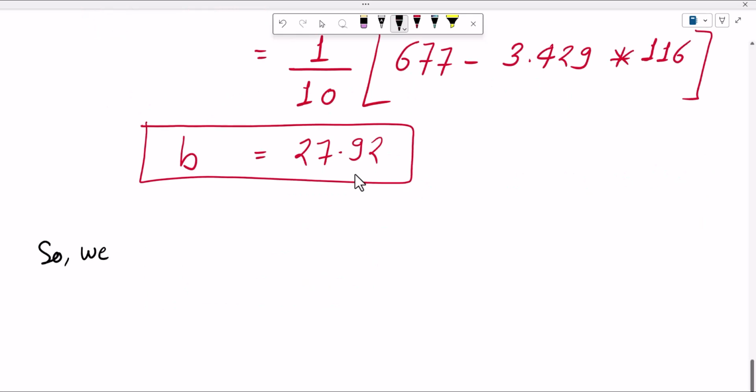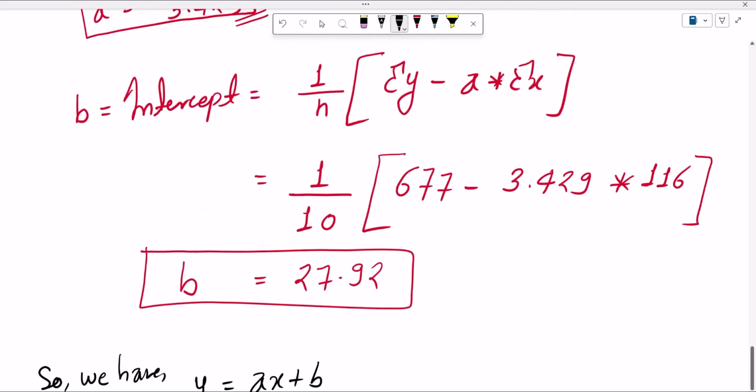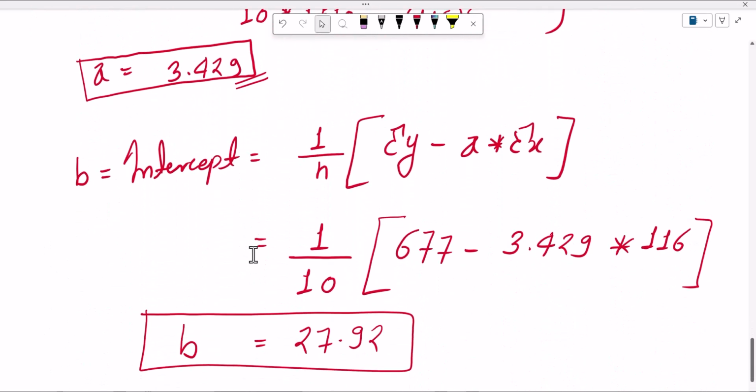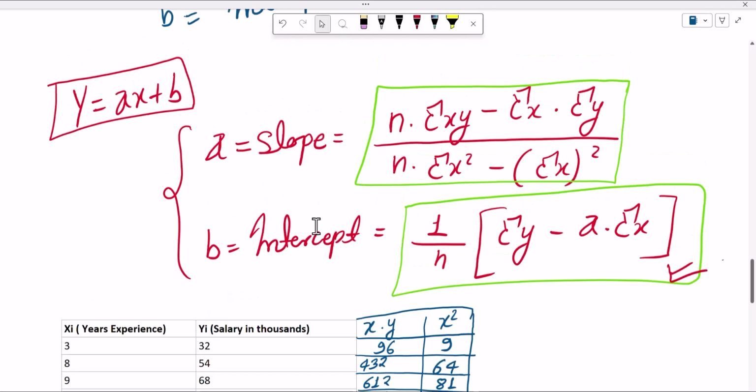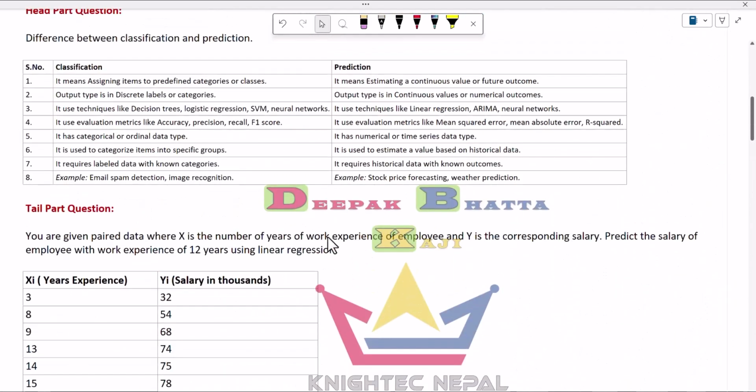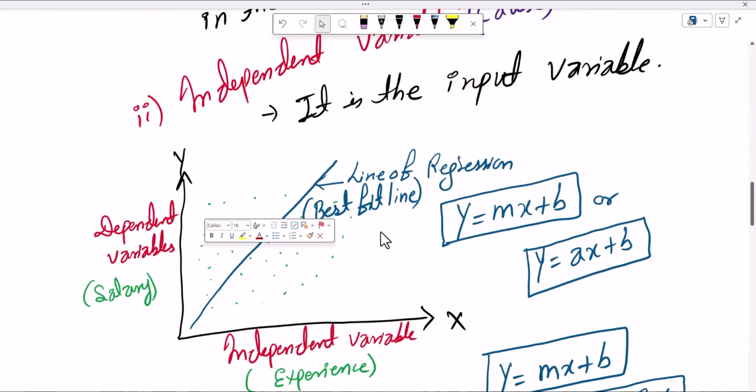We have y equals ax plus b. So a we got 3.429, and x is given in the question. Observe from the question, they ask to predict the salary of an employee with work experience of 12 years. So 12 years is the x, so x equals 12 years.